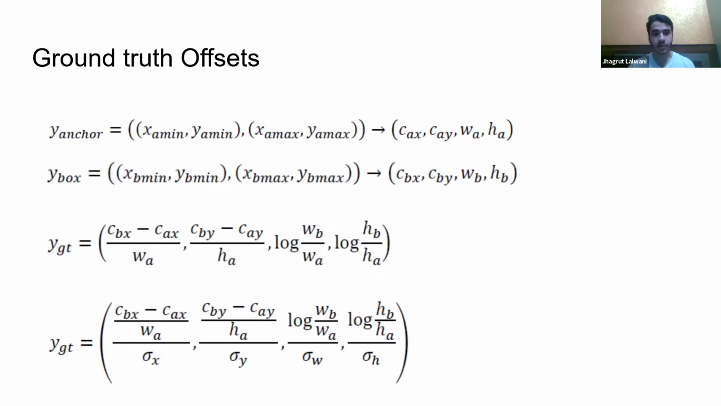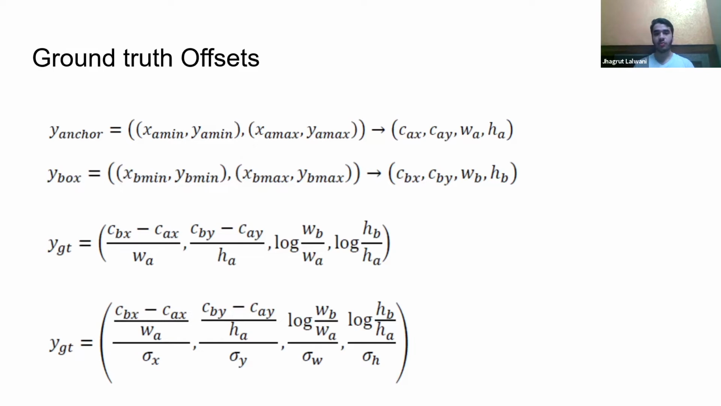Just a minute. So CBX and CBY would be x min, which is the top left, plus x max minus x min by 2. Max and min would just be the extreme values of x of that particular box, divided by 2, just to give the centroid of the x value. Similarly, the centroid of y would be y min plus y max minus y min by 2, and that is the center of the bounding box. Then WB and HB would just be x max minus x min and y max minus y min. The anchor box also follows the same convention.